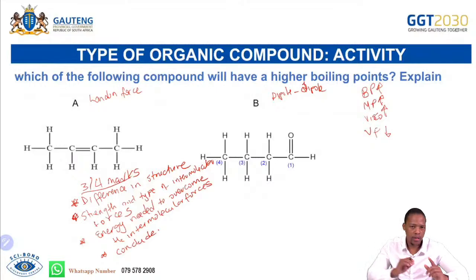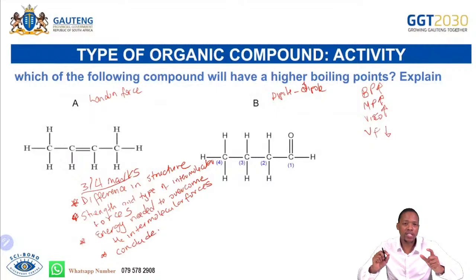Then compound A, remember I'm comparing, so I must show that comparison. Has stronger intermolecular forces, then compound A, which has London forces. I would usually put that in bracket. Then I say more energy is needed to overcome the intermolecular forces of compound B than those of compound A.